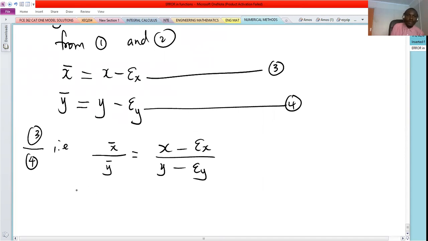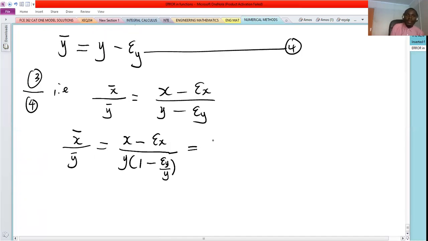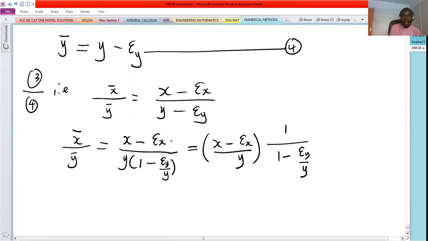And then we can write this one as x bar over y bar equals x minus error in x divided by y into 1 minus error in y over y. And then this can be written as x minus error in x divided by y multiplied by 1 over 1 minus error in y over y. Let's just play with this expression here.